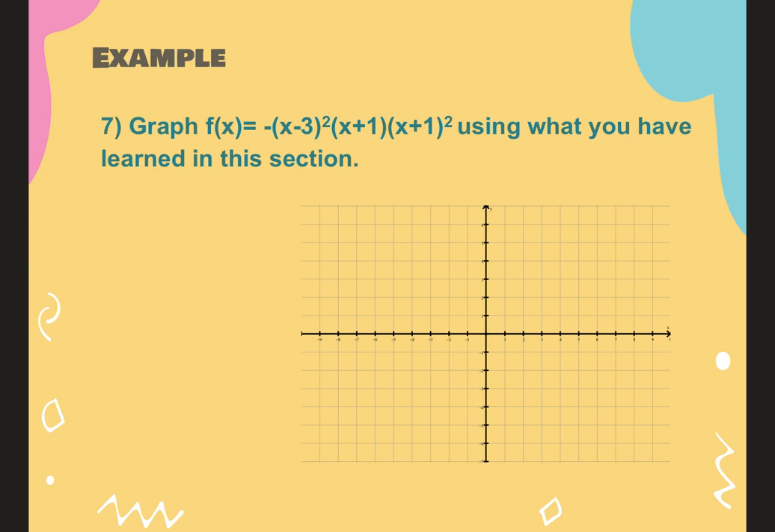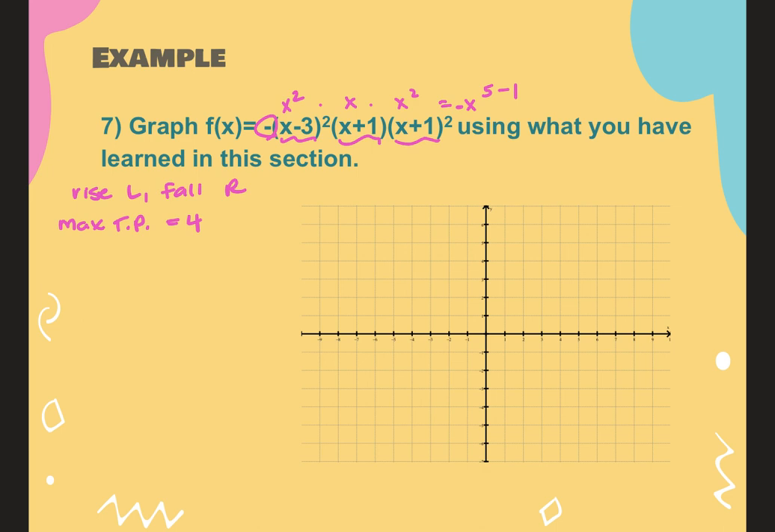We don't have to multiply this out fully, but if I had squared this, the highest exponent would be an x squared. This would still be an x, and this would be an x squared. So if I were to multiply those terms out, I would end up with an x to the 5th. The negative on the front means it would be a negative x to the 5th, which tells me it's negative and odd, so it's going to rise left, fall right, and the max number of turning points is n minus 1, which is going to be 4.